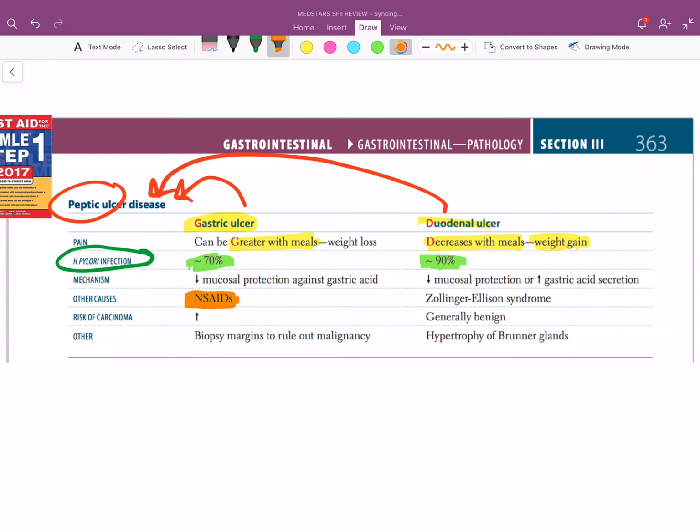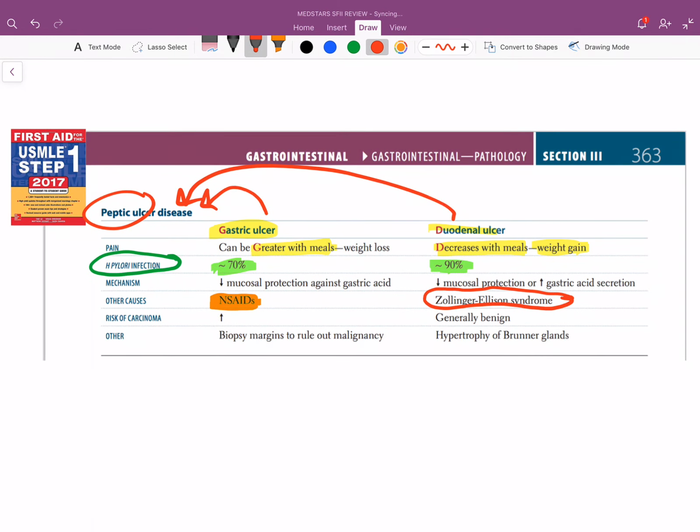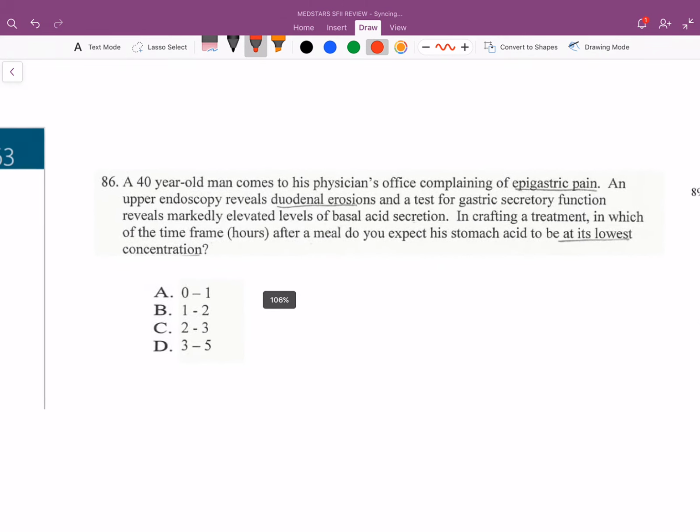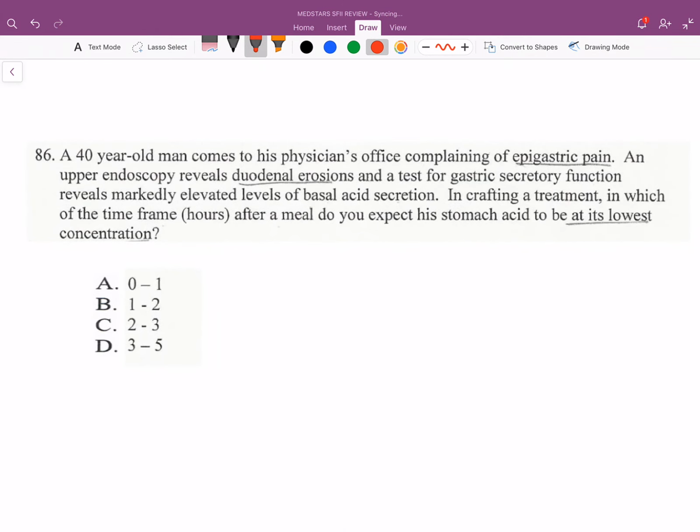NSAIDs block synthesis of prostaglandins. Prostaglandins are protective of the mucosa. And then right here, for duodenal ulcers, other causes include cancer, Zollinger-Ellison syndrome, which is very, very rare. It's a pancreatic cancer. So with that, let's look at these questions right here. Go ahead and answer 86.